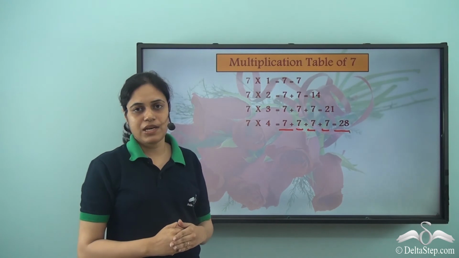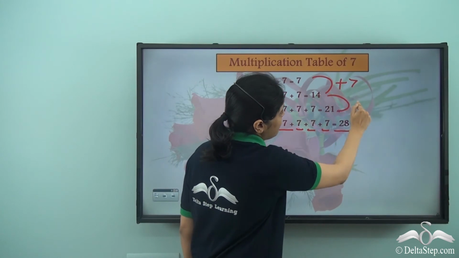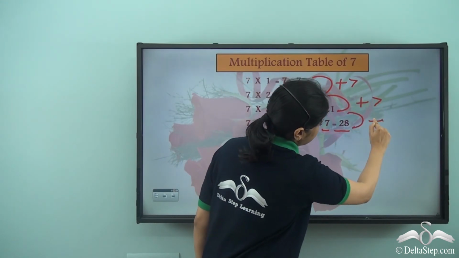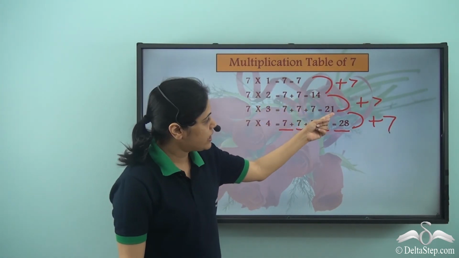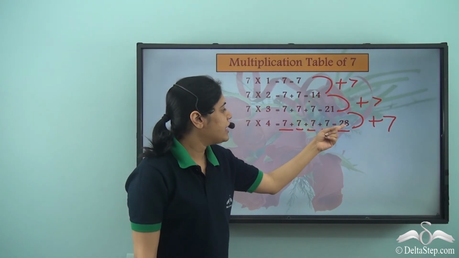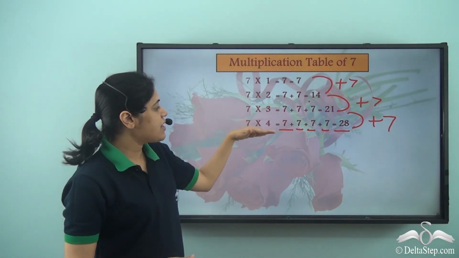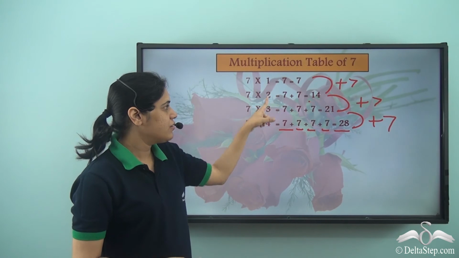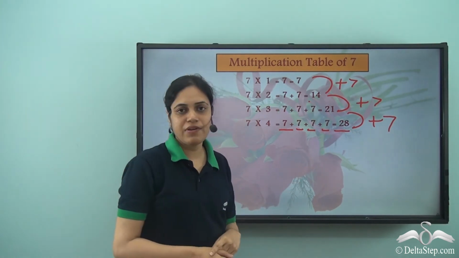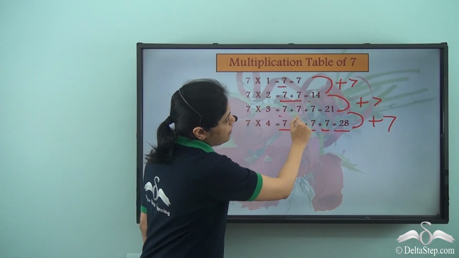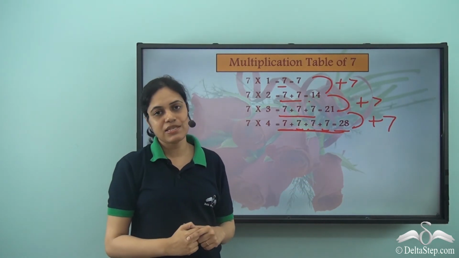Now if you observe something, you will see that in every step the numbers are increasing by 7. So 14 is 7 more than 7, 21 is 7 more than 14, and 28 is 7 more than 21. Why is this so? Because in every step we are increasing this number by 1. This means that we are adding one more 7. 1 seven, 2 sevens, 3 sevens, 4 sevens. So in every step the result will increase by 7.